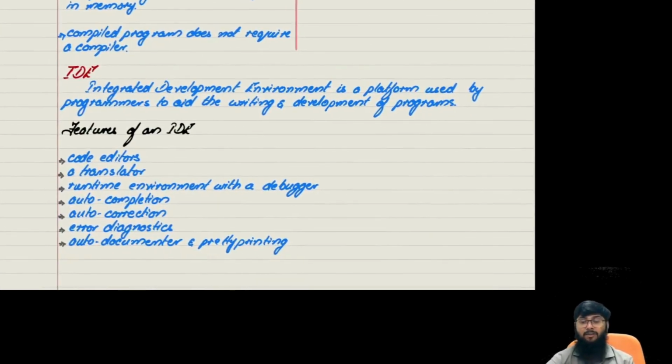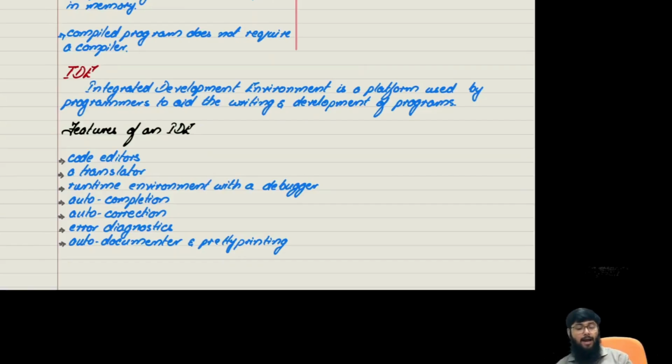Coming towards an IDE. Now first of all, what is an IDE? An IDE is basically a platform where you are going to code anything, where you are going to write the code. That particular platform is known as an IDE. Now there are a few features of an IDE. What are those features? The features are the code editors. Now what do you mean by the code editor? It is the place where you are writing the code, and it will be editing the code by itself, asking you to do that.